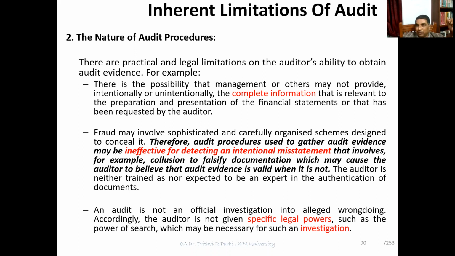The auditor is applying some audit procedures, but they are normal audit procedures to detect an error. But if fraud is carefully planned or carefully organized, then this audit procedure may not be able to detect it. For example, suppose there is a collusion between employees. Two or three employees join together and they commit a misstatement.